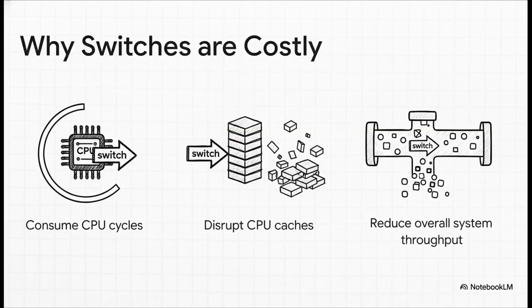But here's the catch. All this switching isn't free. Not at all. Every single context switch costs something. It burns up CPU cycles that aren't being used for your actual work. It messes with the CPU's super fast memory, the caches, and if you do it too much, it can actually slow the whole system down.